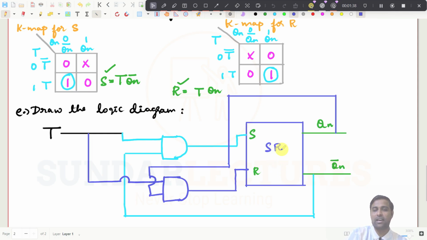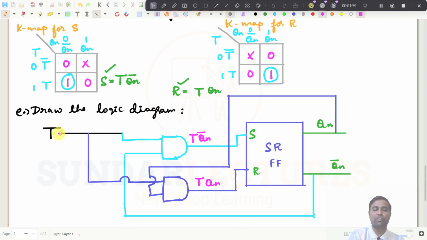Now this is SR flip flop. What I am having here, I have SR flip flop. So I may write the equations too. This is T Q n bar. This is T Q n. And this is my T now. So I will get like this. So now we have converted.